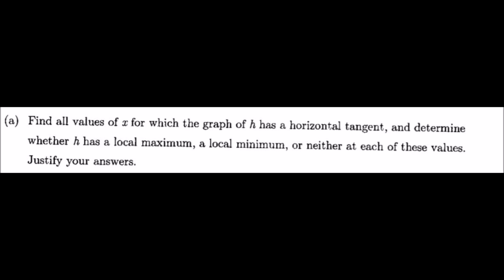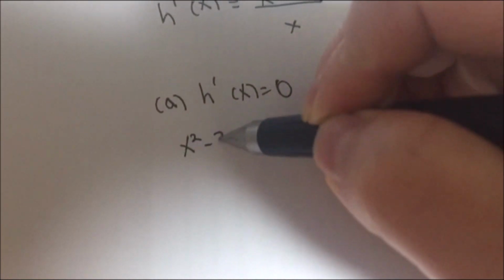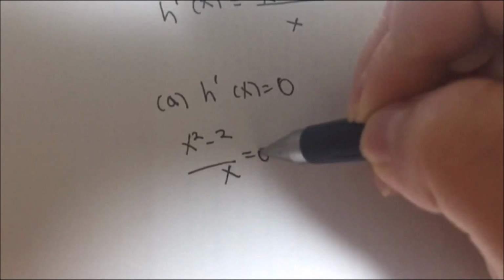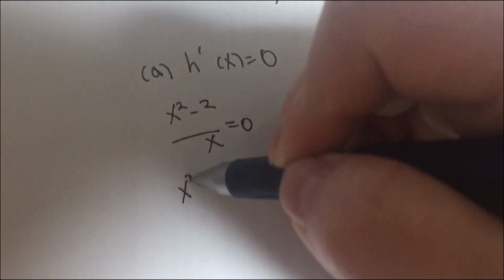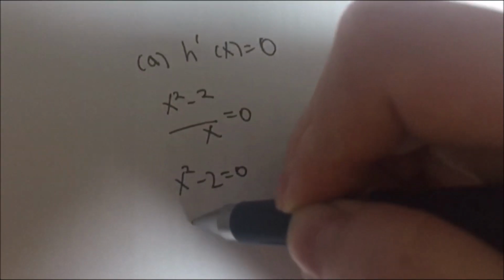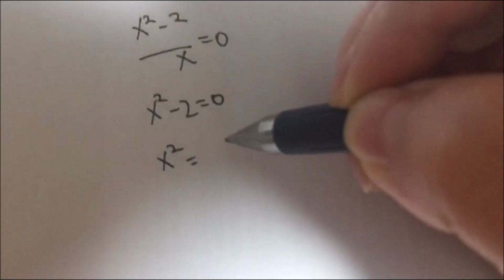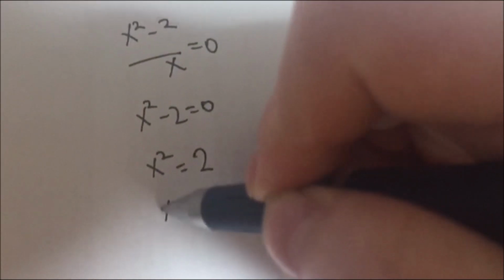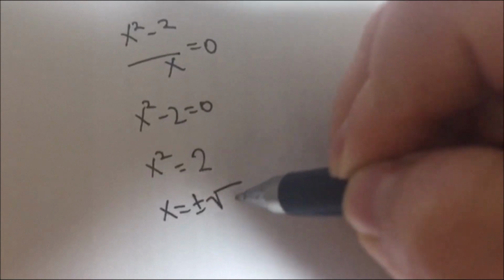Justify your answers. So if you want to find the local maximum or the local minimum, you should first find the critical values. The way to find critical values is first, you make h prime equal to 0. So if you find all the critical values, x equals negative square root of 2, 0, square root of 2.